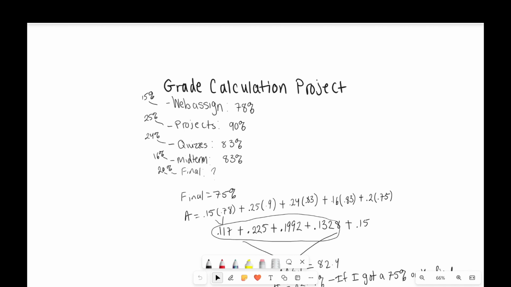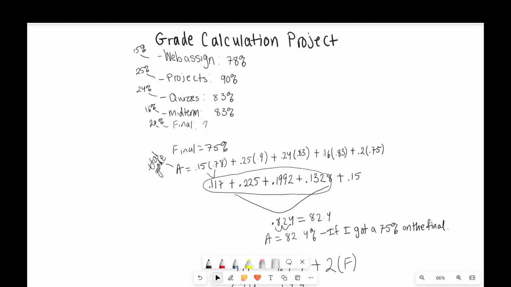So the first question asked me to determine what my final grade would be if my final test was a 75. So this A represents the total semester grade, and then this represents the final test grade.